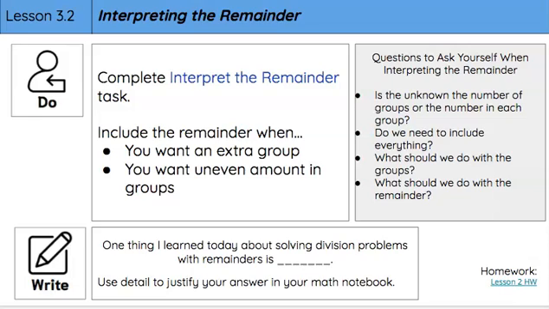Today, we're going to continue to work on interpreting the remainder in multiple different situations and contexts. Before we get started on the task, here are some questions that you can ask yourself when you're interpreting the remainder. Number 1, is the unknown the number of groups or the number in each group? Do we need to include everything? What should we do with the groups? And what should we do with the remainder?